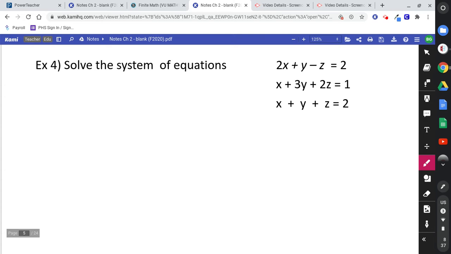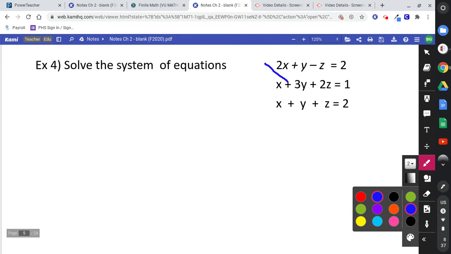Example 4, solve the system of equations. Okay, again, we're going to use the echelon method. So the key to echelon method is that triangle. We want to produce triangular form. Now, this one, you notice a couple of things make it harder. It's 3 equations with 3 variables.